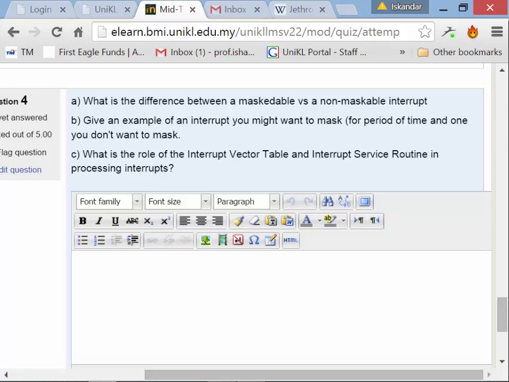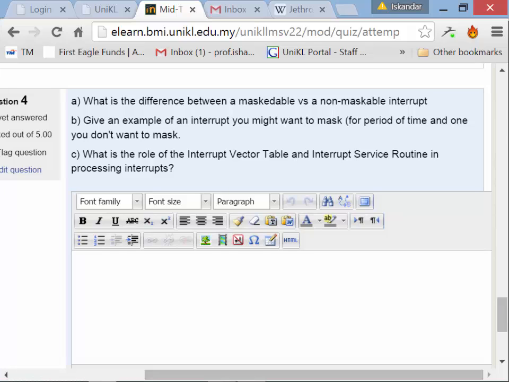In other words, I'm looking for an example of something you might want to mask at certain periods of time. You might want to ignore the temperature in a room while you're doing other things, but you wouldn't want to mask a fire sensor. So there are 100 different answers for B. I leave it open.